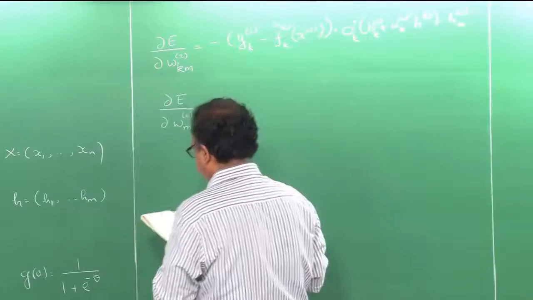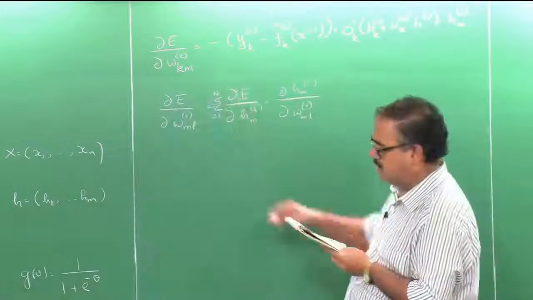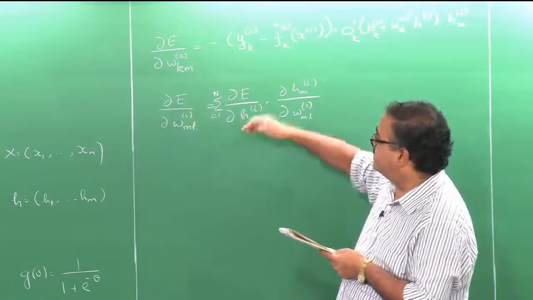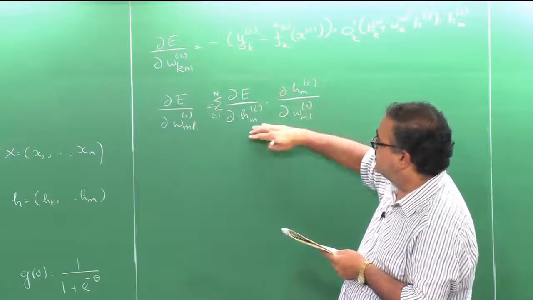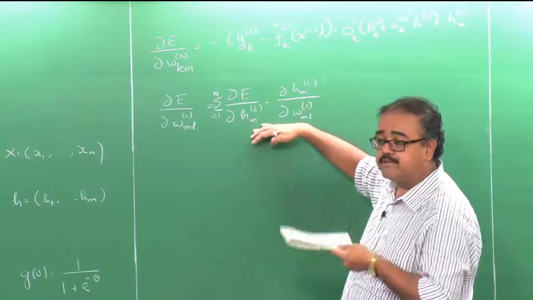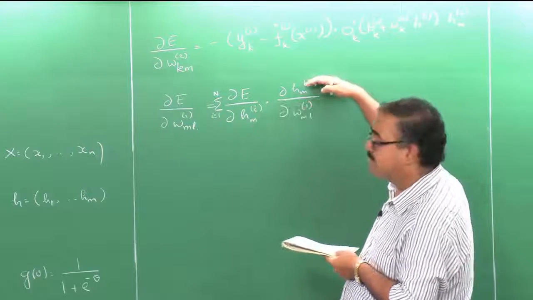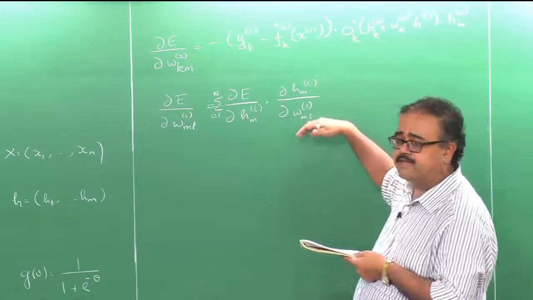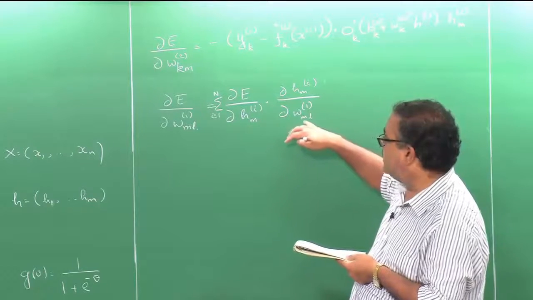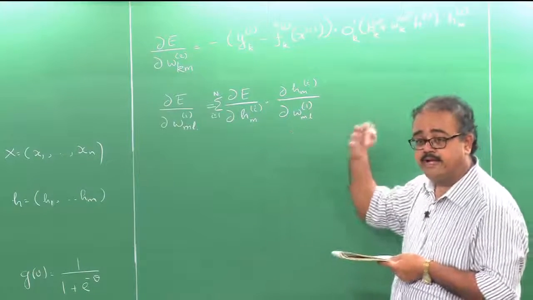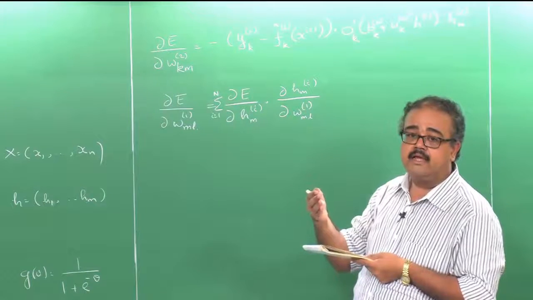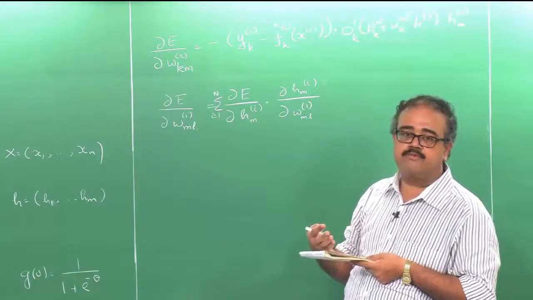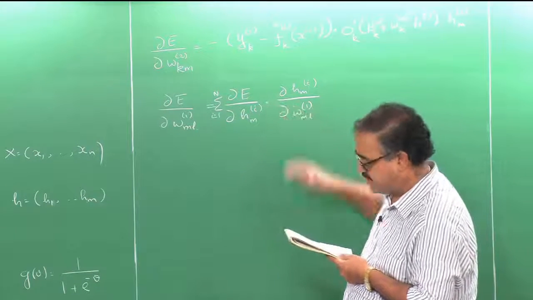So, I can rewrite this as follows. The derivative of the error with respect to the first layer weight is essentially the derivative of the error with respect to the output of the mth neuron times the derivative of the mth neuron with respect to the weight. This makes sense because the weight to the mth neuron affects the output only via the output of the mth neuron. So, it affects the overall output of the network only via the output of the mth neuron. So, I can essentially apply the chain rule here.